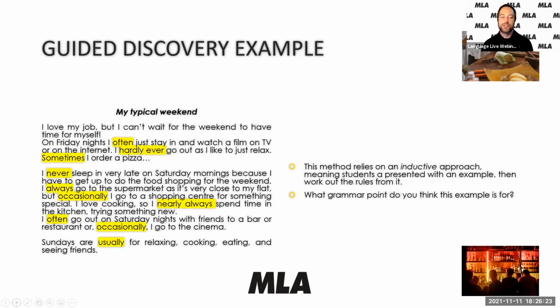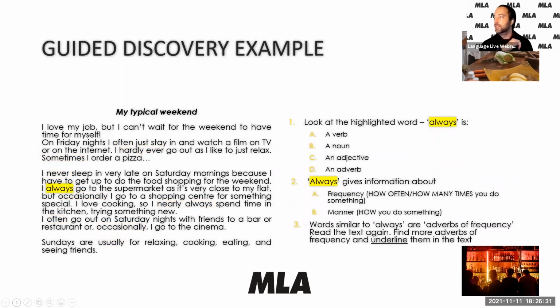Okay, and the way that guided discovery would work is that you're going to see some rules now, but they are incomplete. So first of all, always is A, a verb, B, a noun, C, an adjective, or D, an adverb. I hope that everybody goes for D, because that's what it is. And so we established that always is an adverb, and then you can get adverbs of frequency and adverbs of manner. Of course, you would then try to guide them towards, yes, it is adverb of frequency.